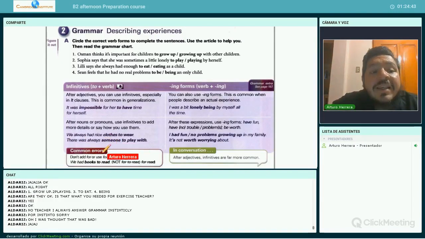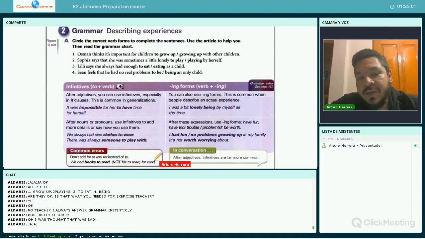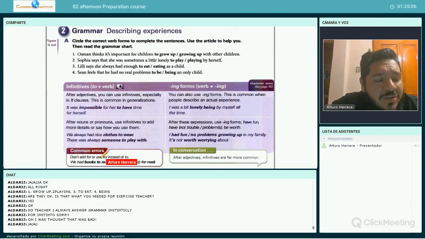Look at the common errors. This error is for people like me who used to translate. You don't translate, so you don't make this kind of mistake. We have books to read, not for to read, not for read. No, no, no. You don't need to go through these situations. In conversations, adjectives with infinitives are far more common. Yeah, that's right. That's true.